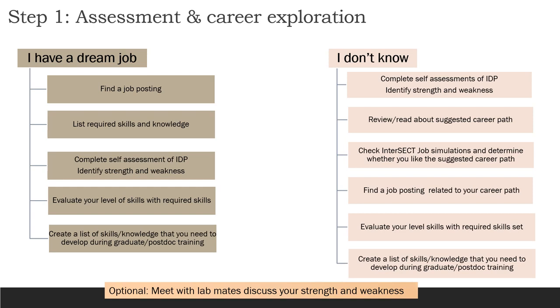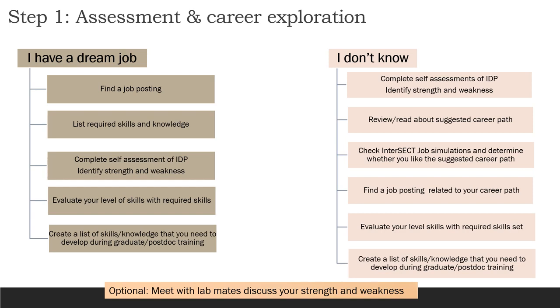Let's start with those who have a clear career path. First, you have to find a job posting related to your dream job. For example, if you want to be a faculty member, find a faculty job posting and look through the skills and knowledge listed in that posting that a job candidate should have. Leave that list aside and go to an IDP tool and complete the self-assessment. I will provide more detail about the available IDP tools later in this presentation.